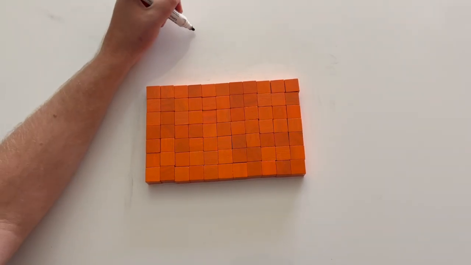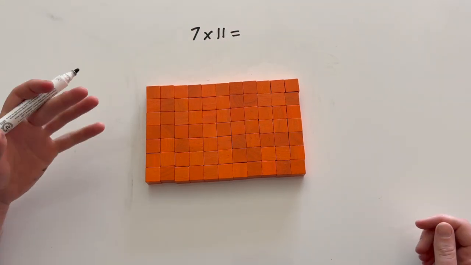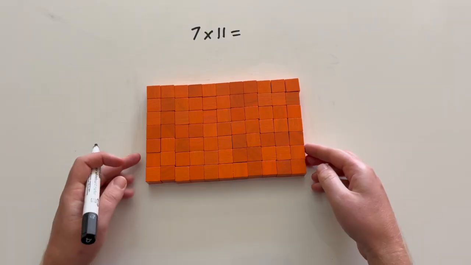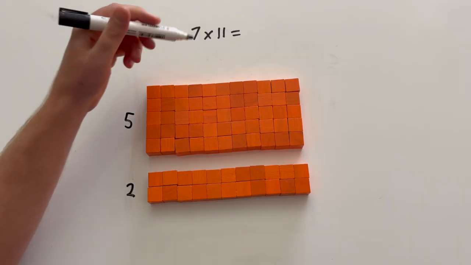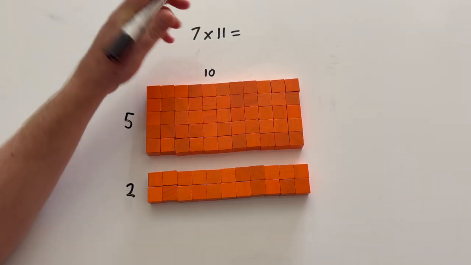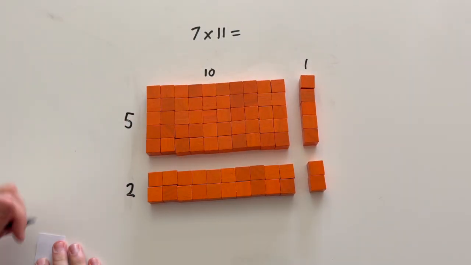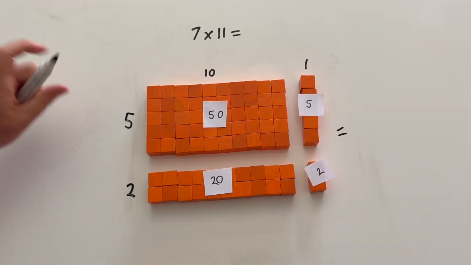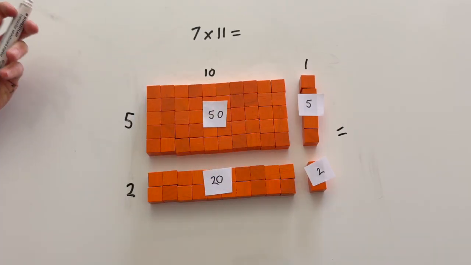Now for a final example, let's say I had 7 times 11. If I wanted to, I could break both these numbers apart. I could split my 7 into a 5 and a 2, and I could split my 11 into a 10 and a 1. So now 5 10s is 50, 2 10s are 20, 1 times 5 is 5, and 1 times 2 is 2. So altogether I'll have 50, 70, 75, and 2 more, 77.